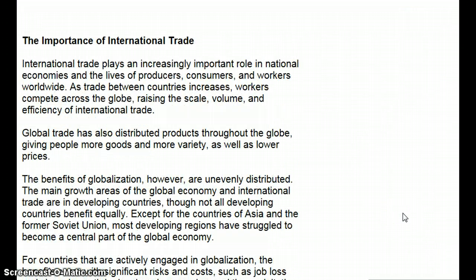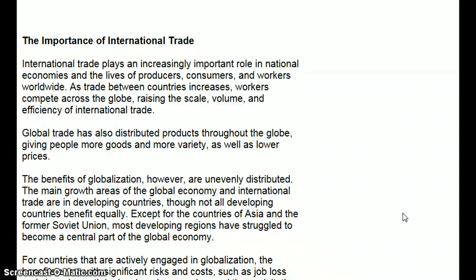The importance of international trade. International trade plays an increasingly important role in national economies and the lives of producers, consumers, and workers worldwide. As trade between countries increases, workers compete across the globe, raising the scale, volume, and efficiency of international trade. Global trade has also distributed products throughout the globe, giving people more goods and more variety, as well as lower prices. The benefits of globalization, however, are unevenly distributed.